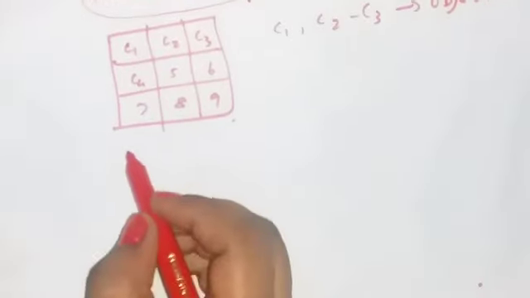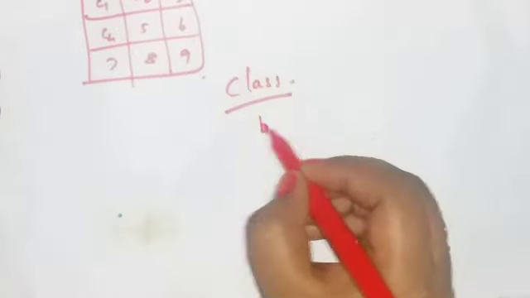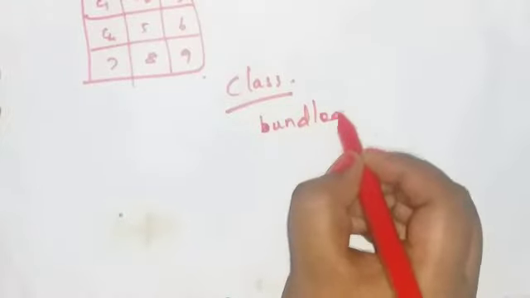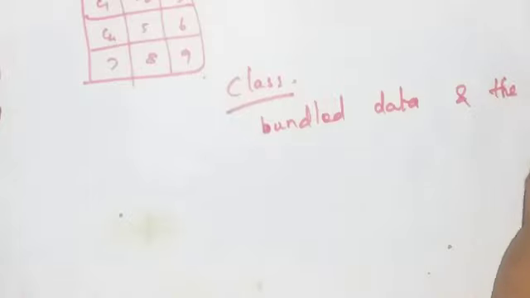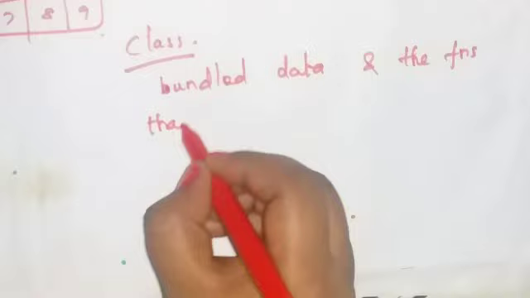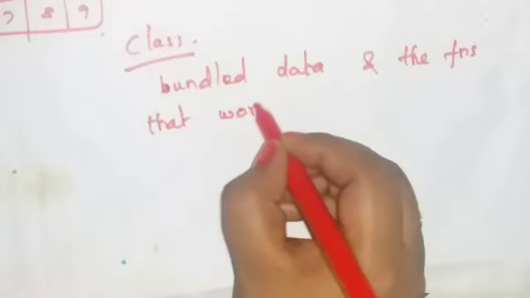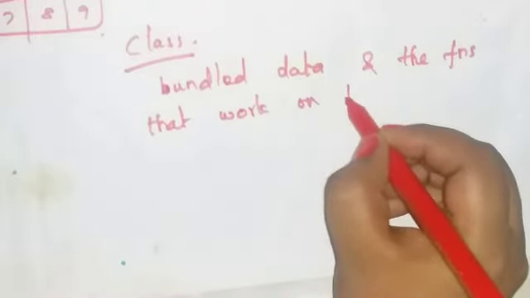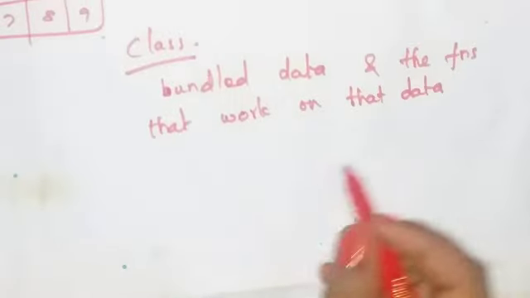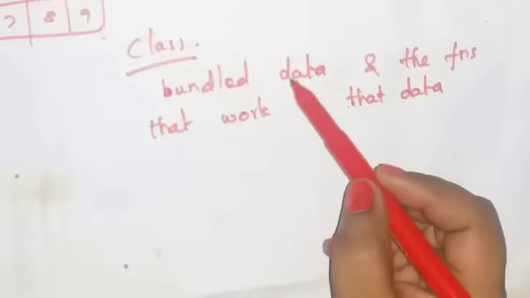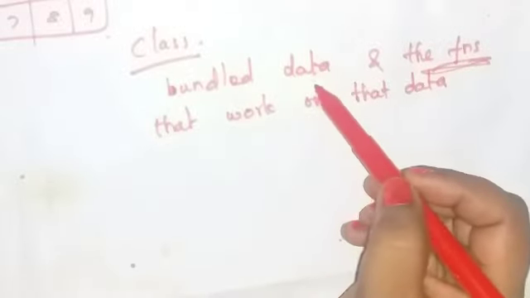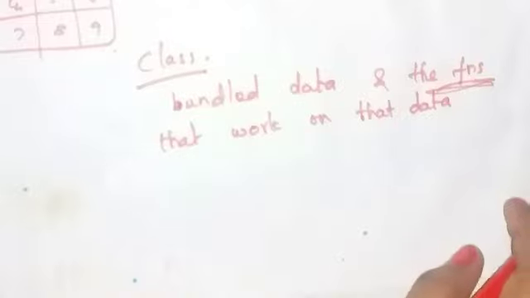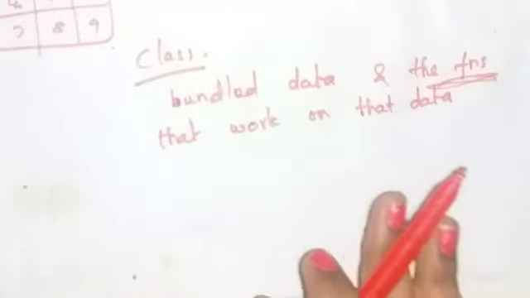So finally, what is class? We can define a class as bundled data and the functions that work on the data. This is called a class. So this is about data abstraction in structure.